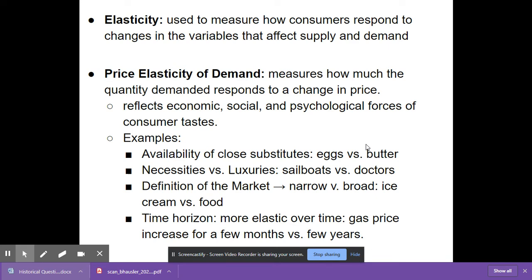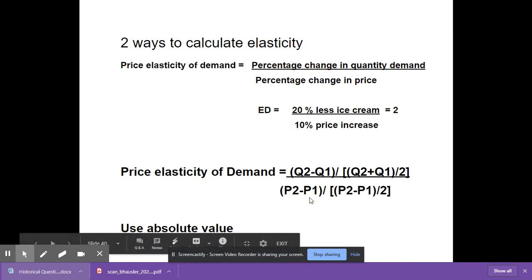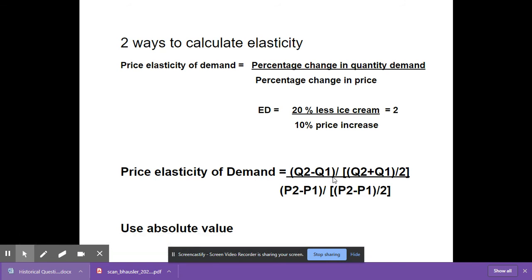And that's what we're trying to understand with elasticity. The equation we're going to use is price elasticity of demand: quantity 2 minus quantity 1 divided by quantity 2 plus quantity 1 divided by 2 on the top, and then the same thing using simply prices on the bottom. For demand, it's always going to be negative, but it doesn't really matter if it's negative. We're using the absolute value. We're going to use the same exact equation for supply, except it'll be positive.